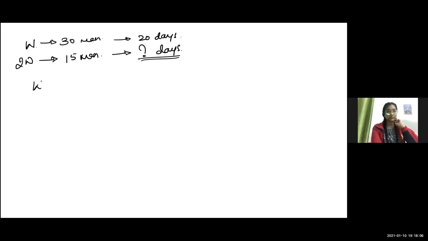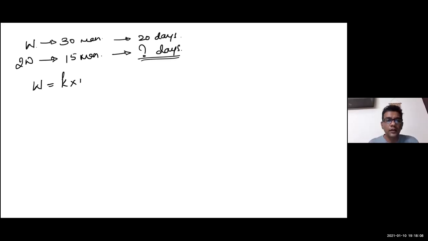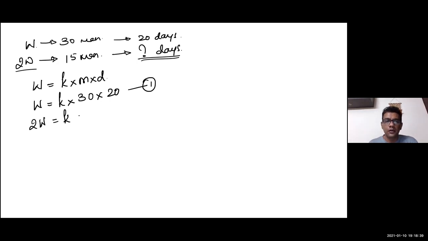I know that work is nothing but K into men into days. So what is W in this case? I do not know, so let's say work is W. K I do not know. But what is men? 30. What is the days? 20. This is one equation. Second equation. What is work? It's 2 times W because the work is twice. 2W is the work. What is K? I don't know. But what is the number of men? 15. How many days? That is what I need to find. This is the second equation.